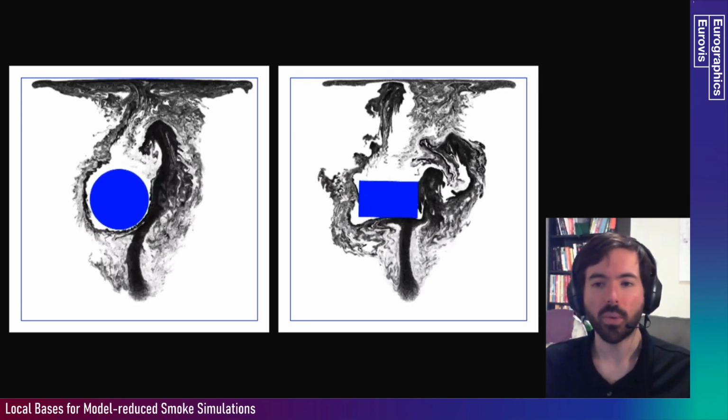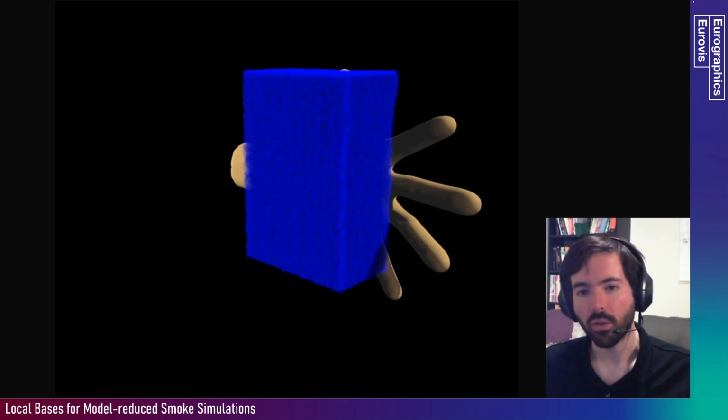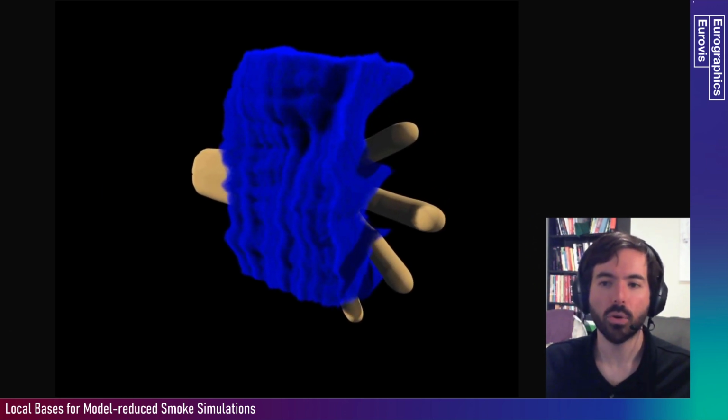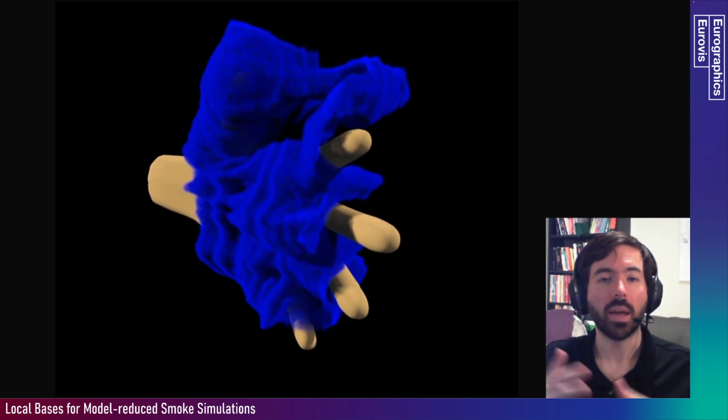This, of course, also works in 3D, so in this case we can move the hand through the smoke cloud and the smoke is nicely pushed around and can also move through the space between the fingers.